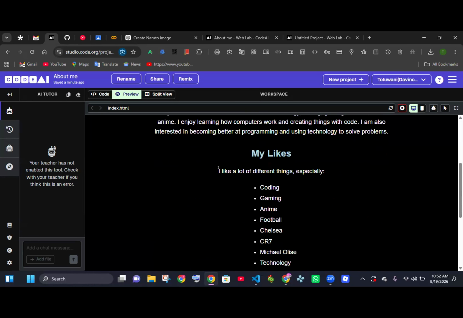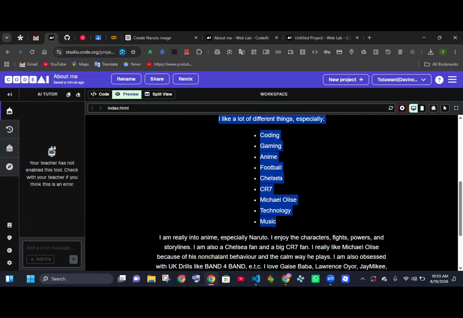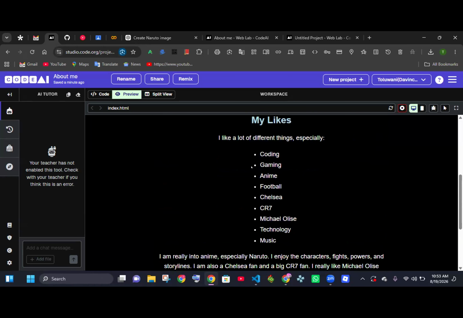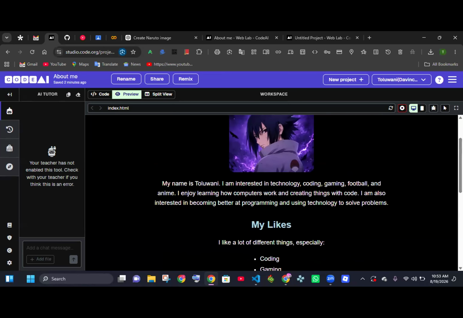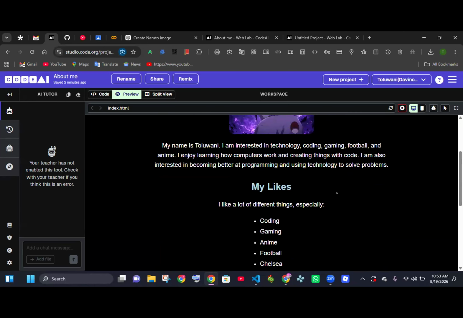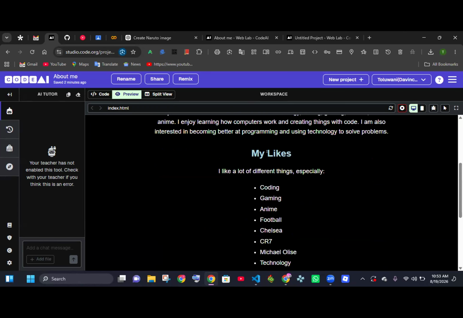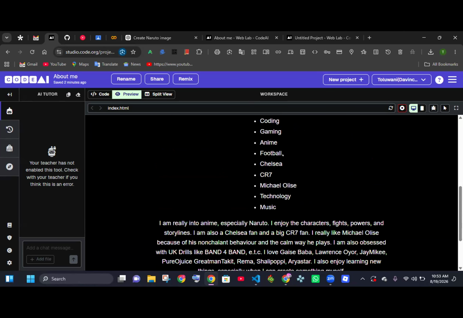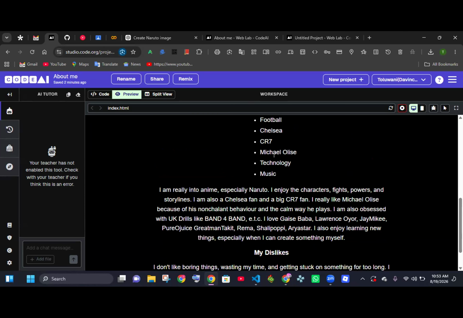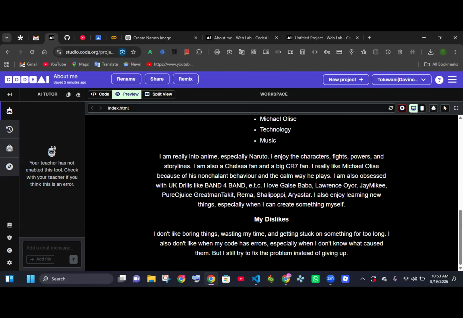So this is some of what I like. I like coding. I love gaming. I love Free Fire. I love Call of Duty. I love Minecraft because it gives me an interface where I build and reason and create things. I love football. I'm a Chelsea fan. I'm a huge CR7 fan, and I also love Michael Olise because of the way he behaves, he's nonchalant. I like it. And I also like UK drill.